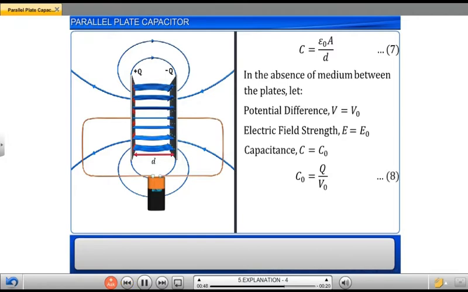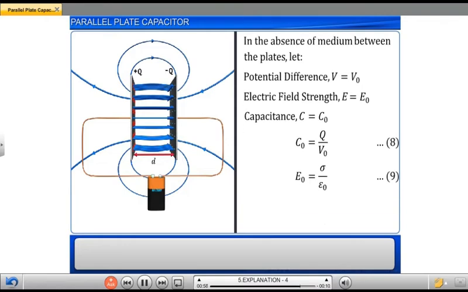The electric field strength E naught is equal to sigma by epsilon naught. Let this be equation 9. The capacitance C naught is equal to epsilon naught A by D. Let this be equation 10.